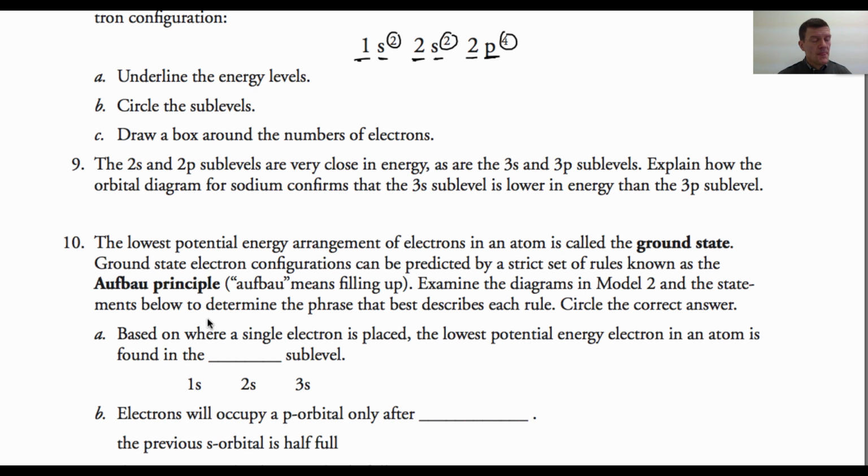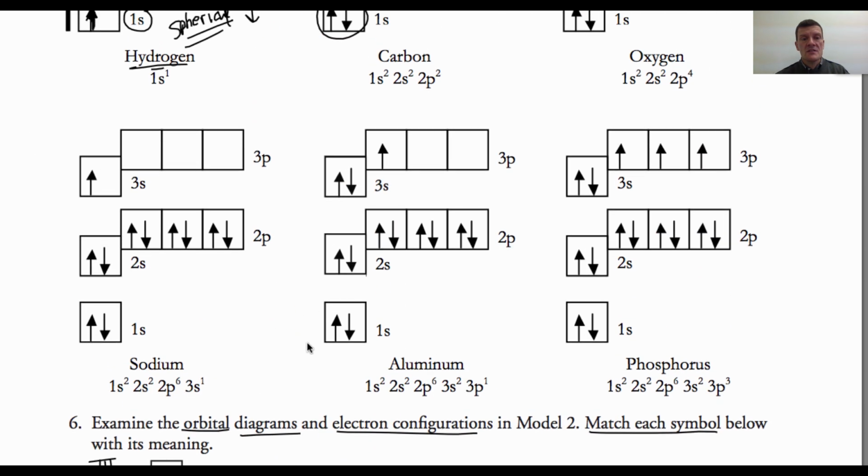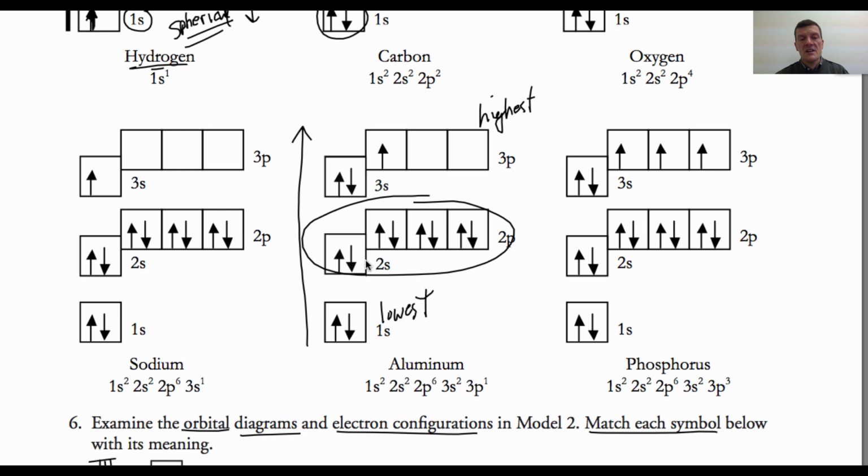Number 9. Number 9 is saying the 2s and 2p sublevels are very close in energy. And you know that because as you move up these diagrams, this is increasing energy level. Lowest energy, this is highest energy. Okay? So notice that these two here are pretty close together, but 2s is still a little bit lower. 3s and 3p are close, but 3s is still a little bit lower.